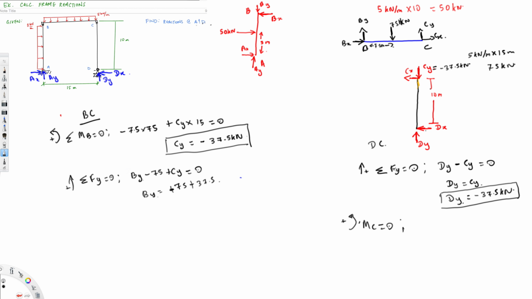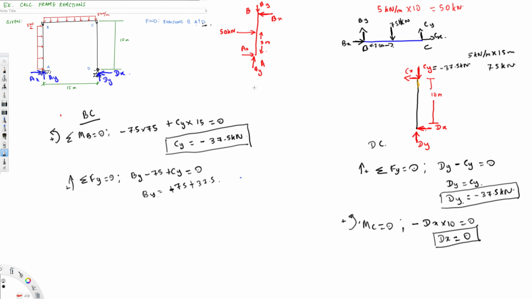Dx is going to create moment. It's going to be in the clockwise direction, so it's going to be negative Dx times 10. That's the only thing creating moment, so it's going to be equal to 0. From this one we can find Dx is equal to 0. Negative Dx is 0, therefore Dx is also 0. Then what else can we find? Dx, Dy, that's all we need to know. So we have found all the components of D. We have to find Ax and Ay.